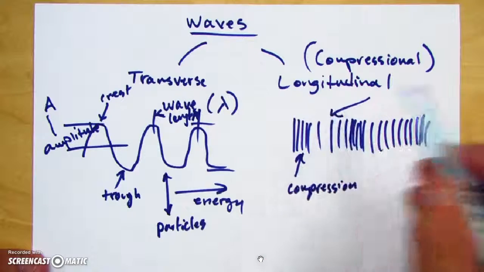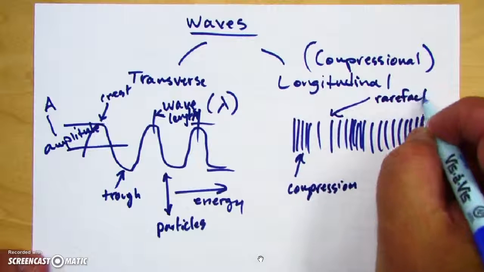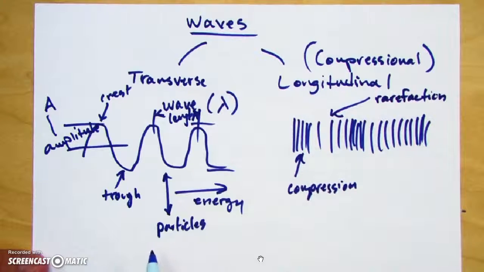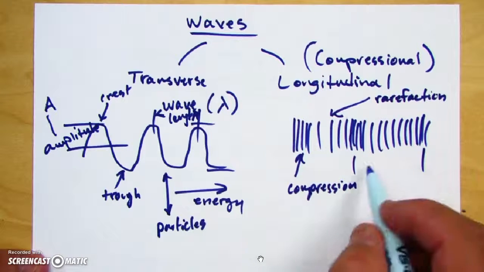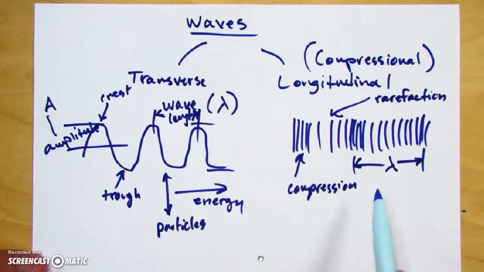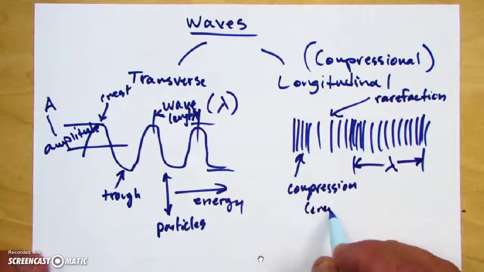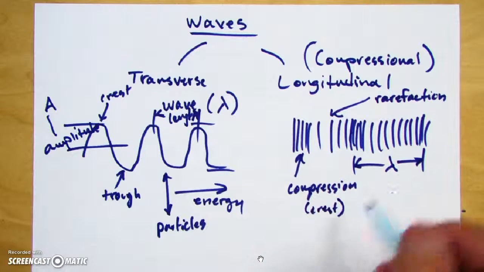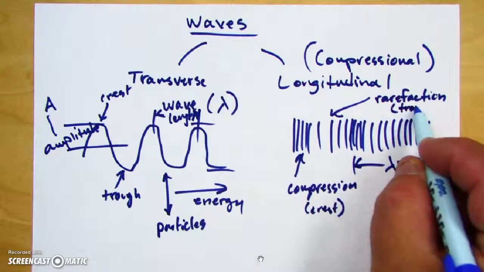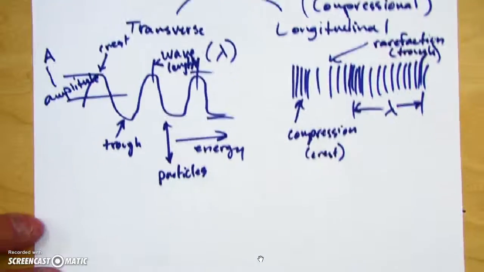This is a science word. The spread out part is called a rarefaction. That's not a word you're going to see probably any place outside of a science class. It's the spread out part of a wave. The wavelength is from the compression to compression, or rarefaction to rarefaction, either way. The compression corresponds to the crest in the transverse wave, and the rarefaction would correspond to the trough in the wave. And waves are all around us.